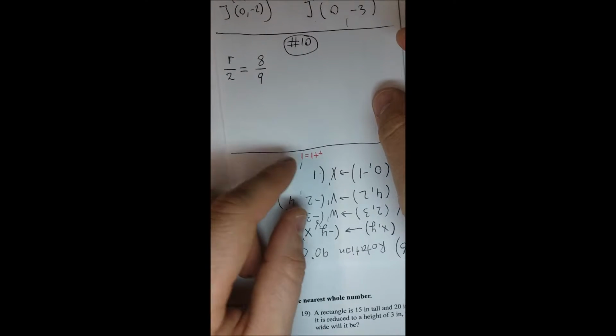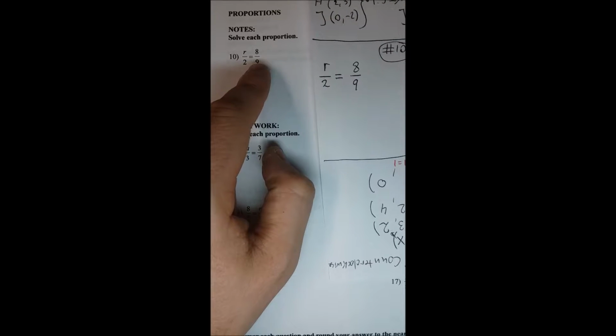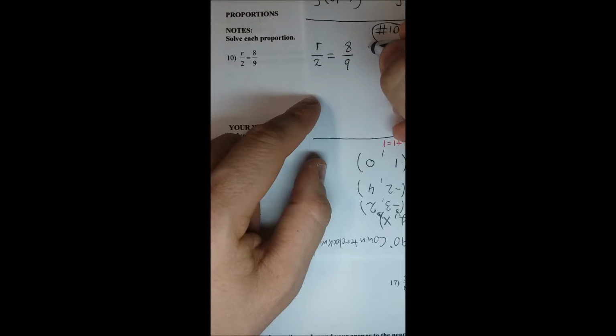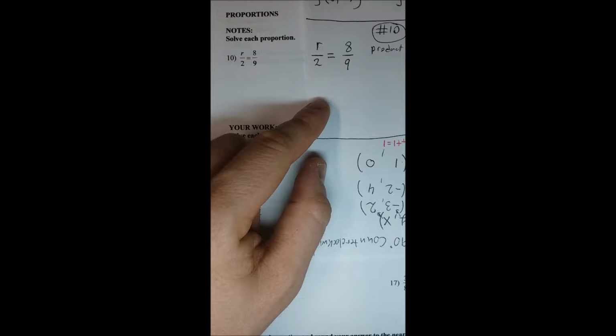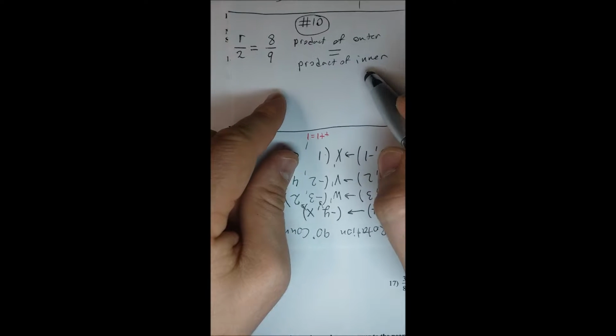Example 10. Now we're talking about proportions. So you got the question, r divided by 2 equals 8/9. And let me give you a trick to solve the proportions. You can say that the product of outer terms equals the product of inner terms. What does that mean?